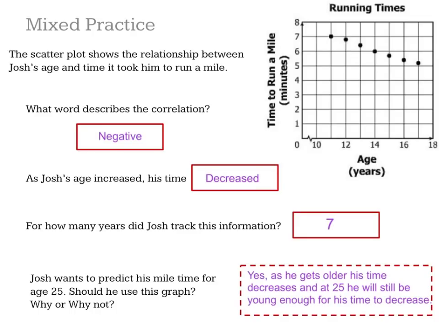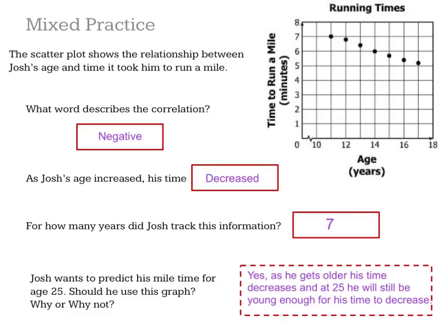How did you do? Were you able to answer all of the questions? The most important one says, if Josh wants to predict his mile time for age 25, should he use this graph? Why and why not? You should have said yes. As he gets older, his time will decrease, and at 25, he'll still be young enough for his time to decrease. Obviously, this graph can't work forever, because when you're 80 or 90 years old, your time is not going to continue to decrease. However, at 25, he's still young enough for his time to decrease. He is not yet too old.